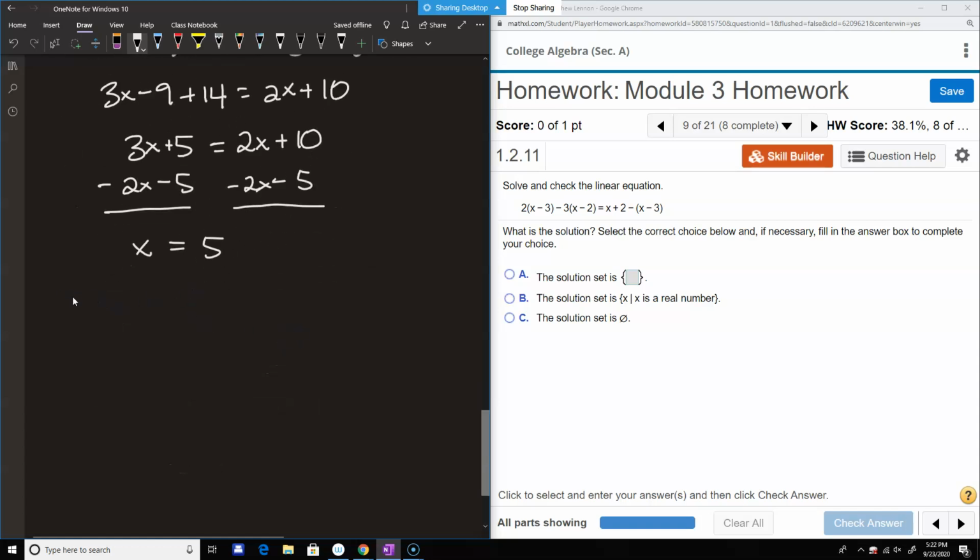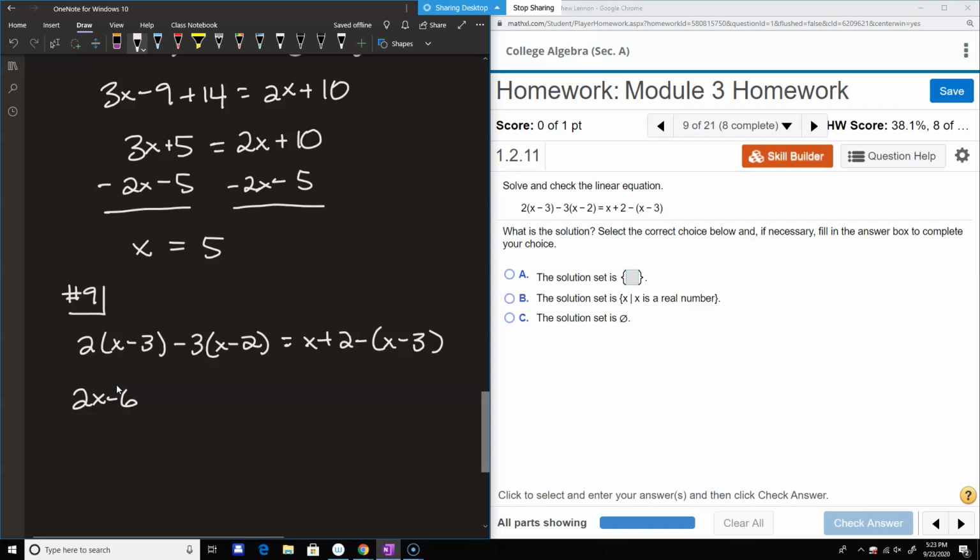Okay, for number 9 here, we're going to go through the same process. Again, we just need to distribute. Here we have some actual negatives to distribute. Remember, the negatives go to both terms as well as the number. So the first distributive part is 2 times the x minus 3. That's going to be 2x minus 6.